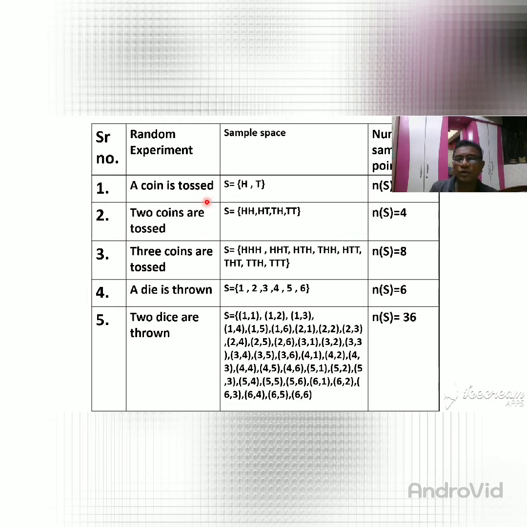So one coin is completed, then two coins are completed. Then the third possibility is that three coins are tossed. How many coins are tossed? Three coins. When you toss one coin, one possibility is one head. When you toss two coins, another possibility is two heads. You start from head also.